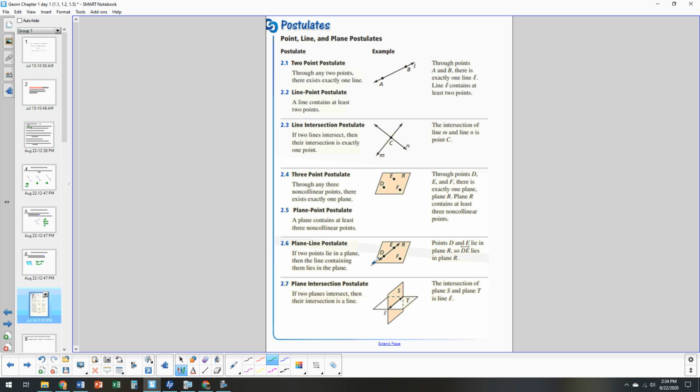If 2 points lie in a plane, then the line containing them lies in the plane. So as long as points D and E are contained in R, line DE is contained in R. And then when 2 planes intersect, their intersection is a line.